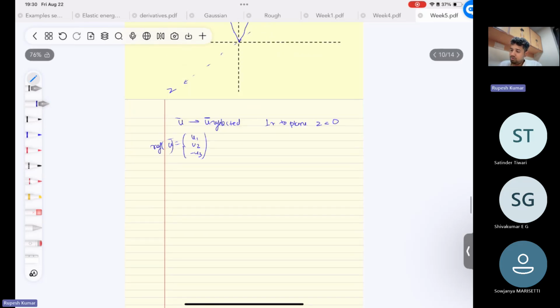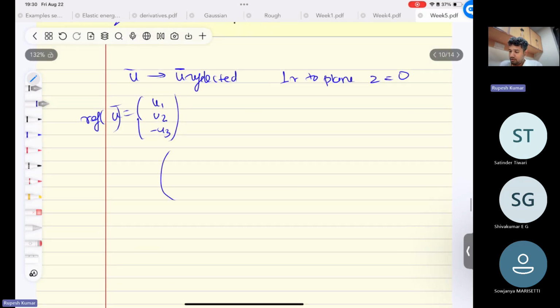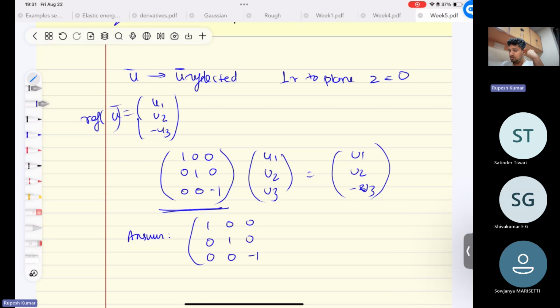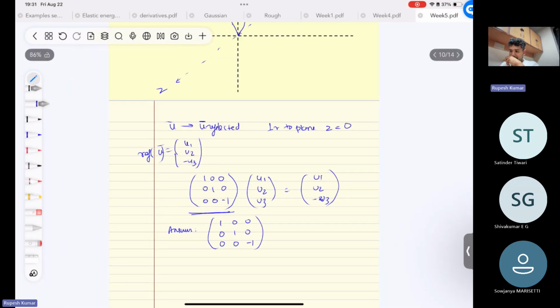And again, how to form a matrix from this. Let's say you have matrix M and vector u1, u2, u3, and you are getting the vector u1, u2, minus u3, right? So you can set it up as 1, 0, 0, 0, 1, 0, 0, 0, minus 1. This will be your reflection matrix. This matrix does the job. This is the answer, right? You can think of it like this.